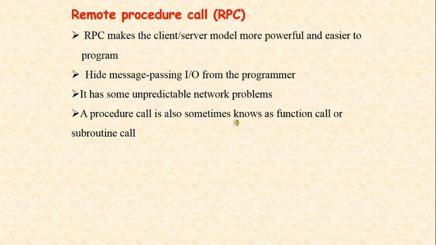So RPC. RPC is an inter-process communication that allows a computer program to execute in another address space without the programmer writing the remote interaction details. This makes the client-server model more powerful and easier to program, and it makes it much easier to develop programs. It has multiple levels of application interface: simplified level, top level, intermediate level, expert level, and also the bottom level.